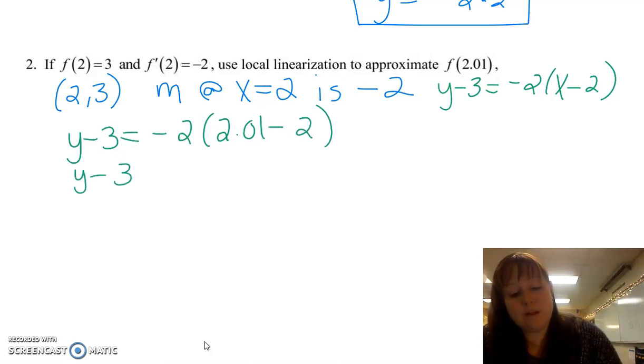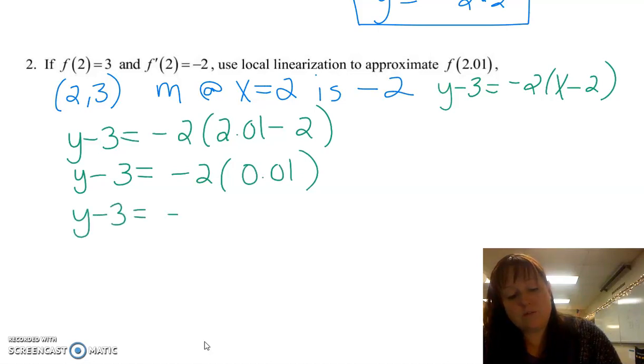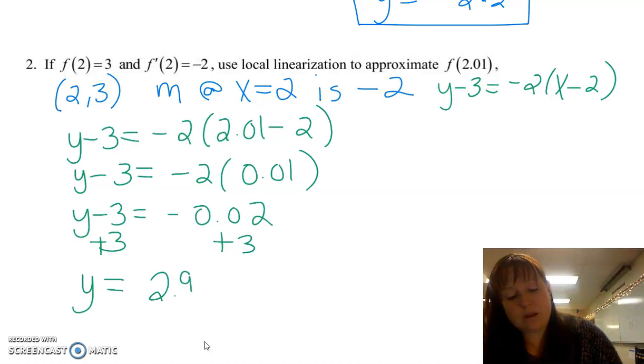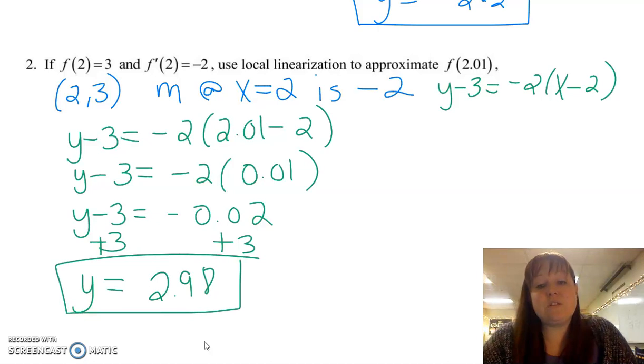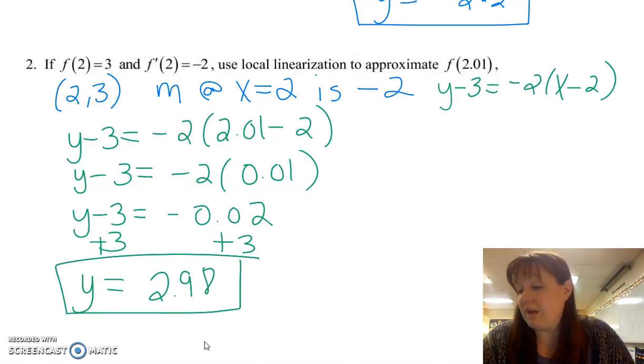Okay, so y minus 3 equals negative 2 times 0.01, and then y minus 3 equals negative 0.02, and we add 3, and we get y equals 2.98. So the value of this function at 2.01 is really, really close to 2.98.